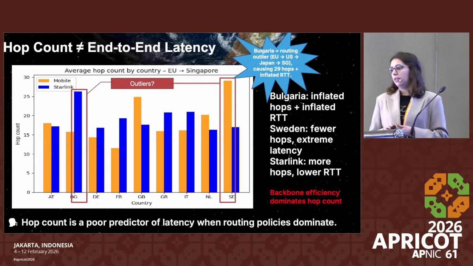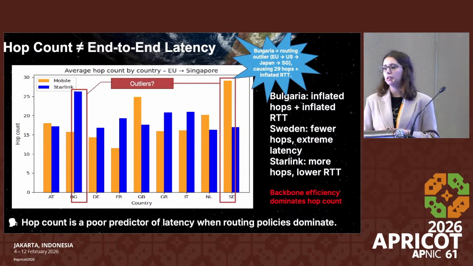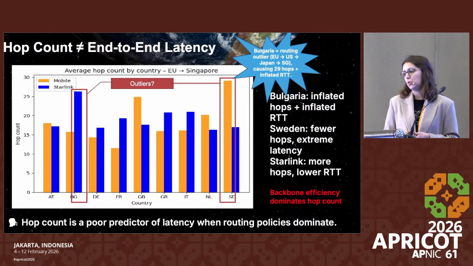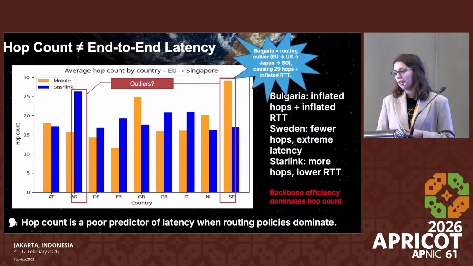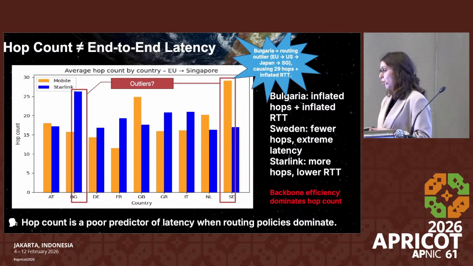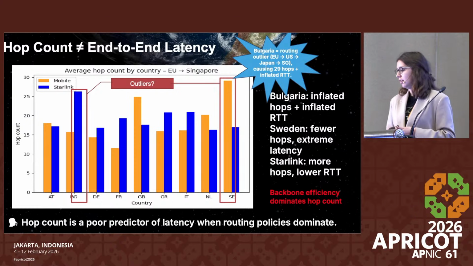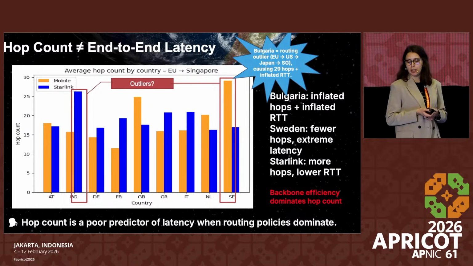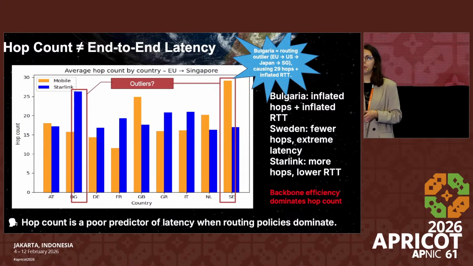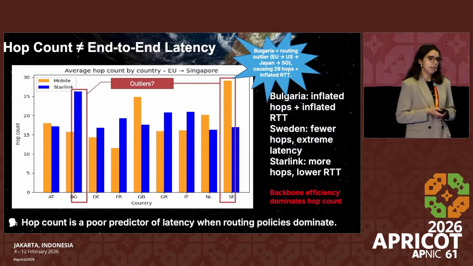Then I represent hop count, and on this slide, you could see that Starlink has maybe more hops, but lower round-trip time. And that's the reason why I think that hop count is a poor predictor of latency when routing policies dominate.